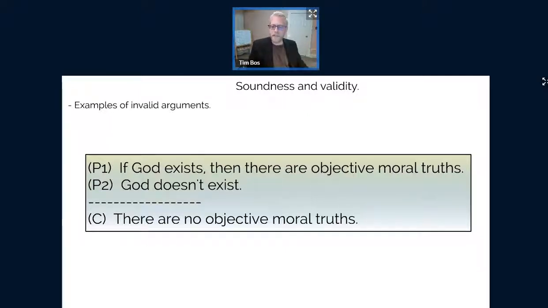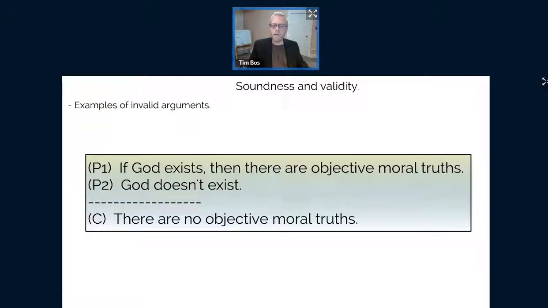If God exists, then there are objective moral truths. God doesn't exist. Therefore, there are no objective moral truths. It's an invalid argument. Notice that, like I said, you don't at this point have to worry about whether the premises are true. That's kind of the cool thing about learning how to evaluate an argument. You don't have to be so caught up on the premises.